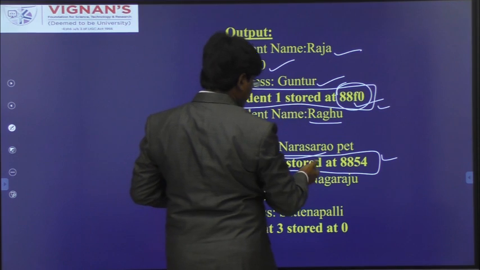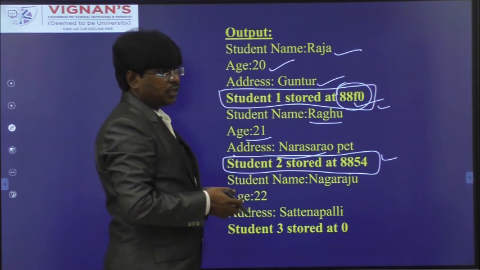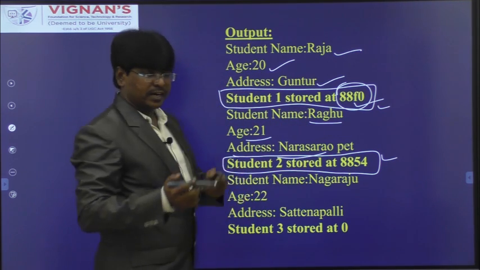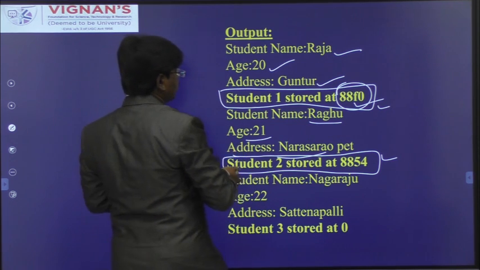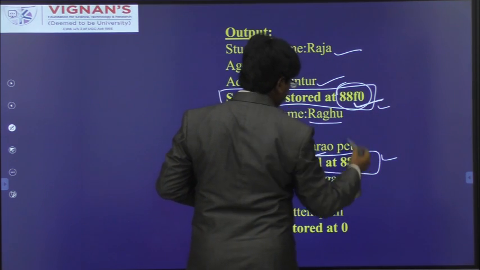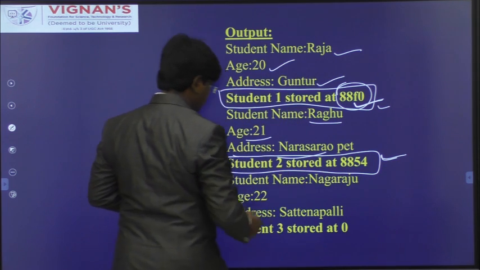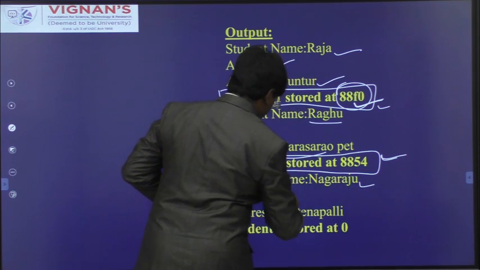Here student 1 and student 2, how is it self-referencing? It has to store the addresses. So I have assigned the addresses and I am going to print those addresses with the help of printf statement. This is the first student address and this is the second student address. After that, third student details I have entered and I have displayed.